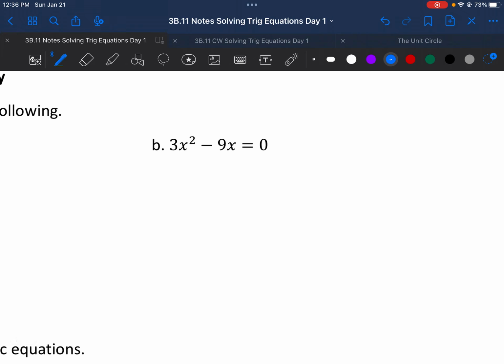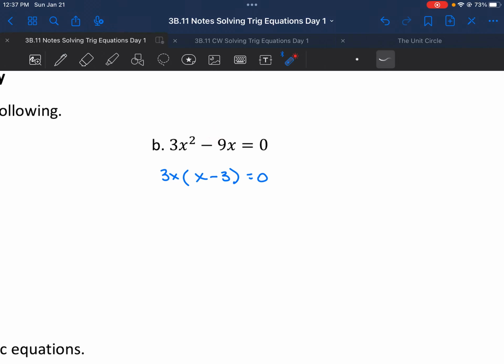One thing we can do here is I see a greatest common factor of 3x that I can factor out. I'm going to factor out the 3x. If I factor 3x from 3x squared, I'm just going to get x. If I factor 3x from negative 9x, I'm going to get minus 3. Remember, you can always double check by remultiplying: 3x times x is 3x squared, good. 3x times negative 3 is negative 9x.